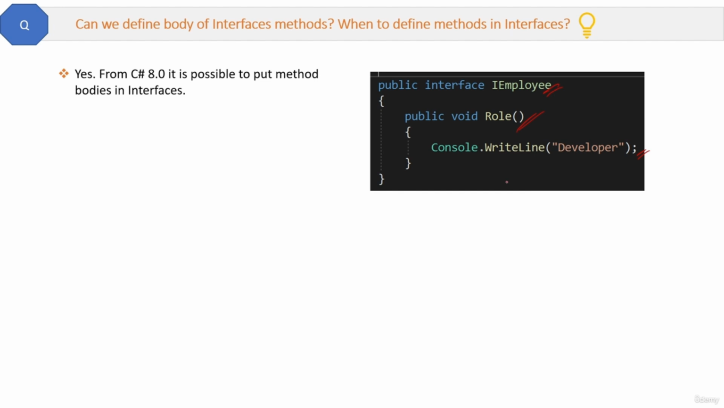The reason is, suppose you have a project, an employee management system. Initially, you created this iEmployee interface with the role method declaration only. But after 1 year, you realized that this role method should be a concrete method and you should define it now. Now, if you convert this interface to an abstract class, then a lot of code change will be required, right? So that's why Microsoft allowed adding a body for interfaces also. But remember, when you are creating a project from scratch, use abstract classes if your methods have bodies.